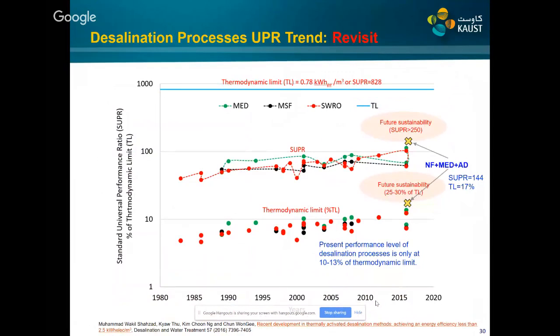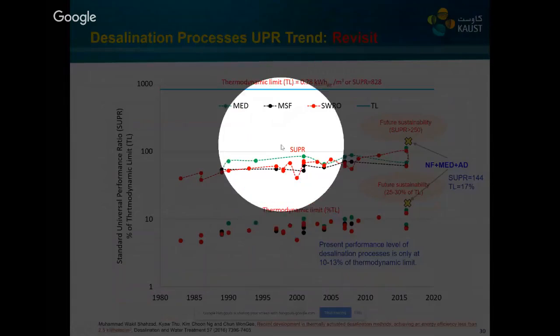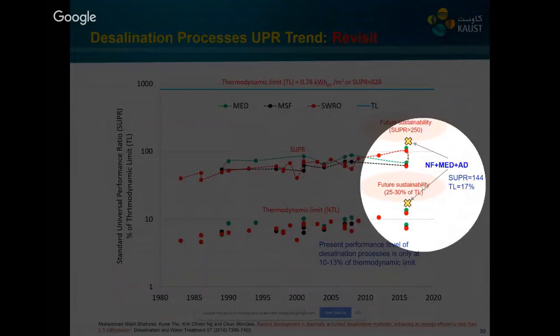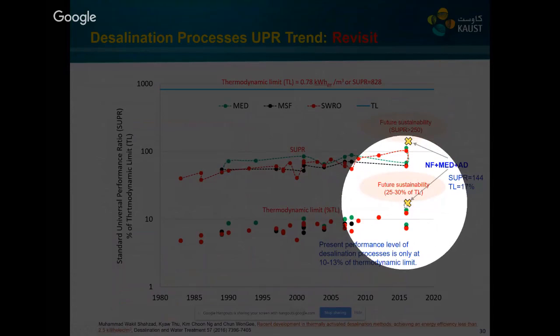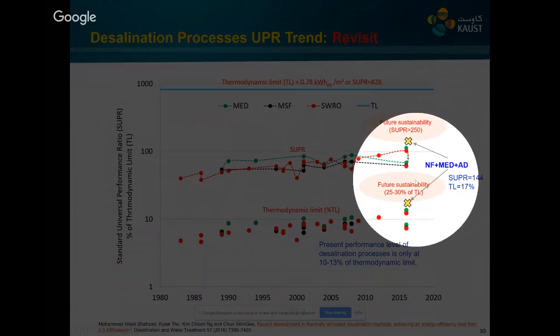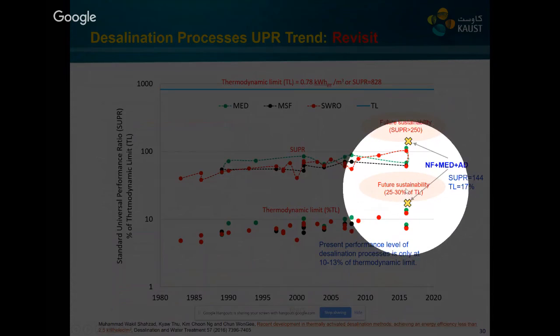So if we revisit the chart again, the trend of the UPR, we can see over here that we were able to achieve 17% of thermodynamic limit, but still we are not in the zone of future sustainability, and we are almost reaching the sustainability zone.